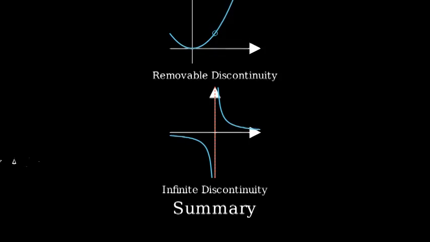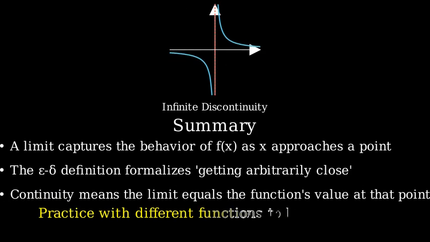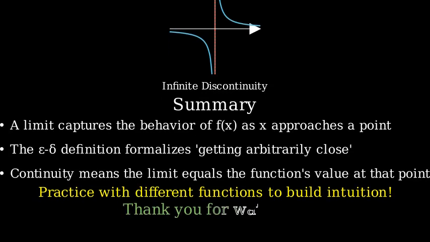Let's summarize what we've learned. A limit captures the behavior of f of x as x approaches some point. The epsilon-delta definition formalizes the concept of getting arbitrarily close. Continuity at a point means the limit equals the function's value at that point. With practice on various functions, you'll develop a strong intuition for limits and continuity.